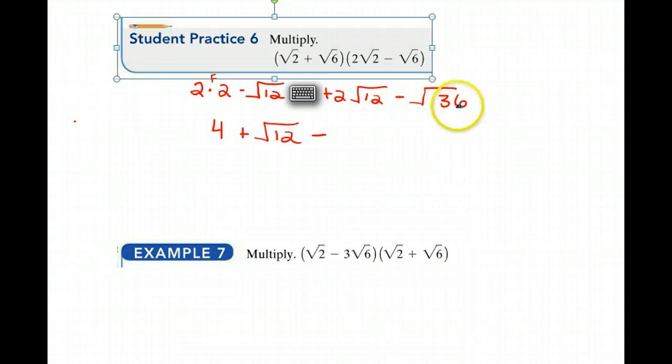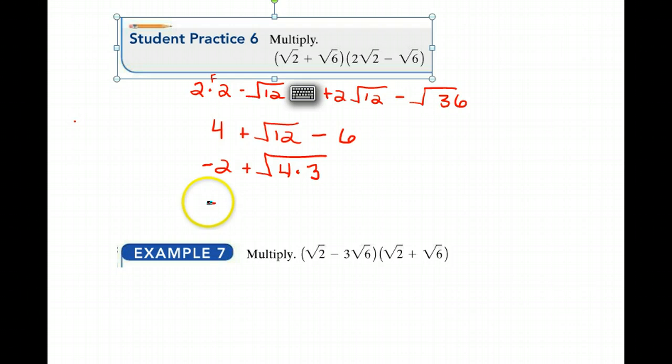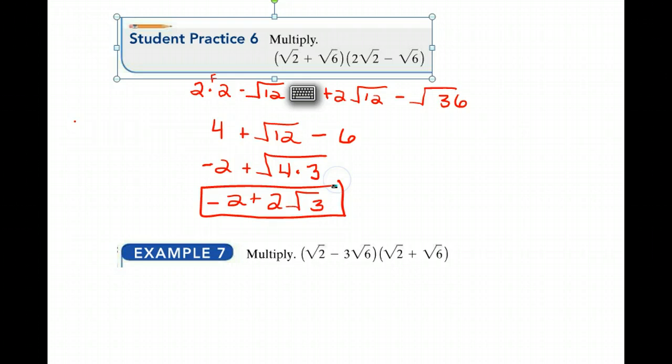And then the square root of 36 is just 6, so I'm going to go ahead and write that as minus 6. In the next step, I'm going to continue the simplification process. 4 minus 6 is negative 2 plus, now 12 can be broken into factors that are a perfect square. 4 times 3 makes 12, and 4 is a perfect square. I can now work on evaluating that. The square root of 4 is 2, and that leaves me with a radical of 3. And that is our final answer.